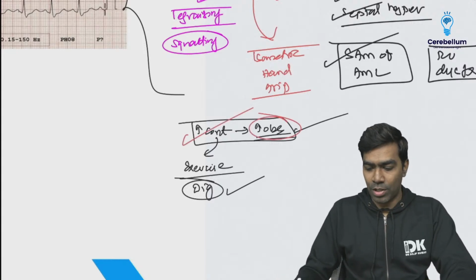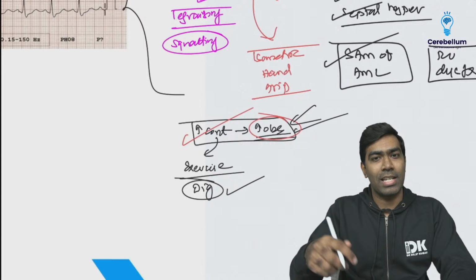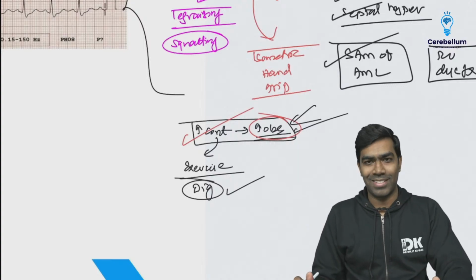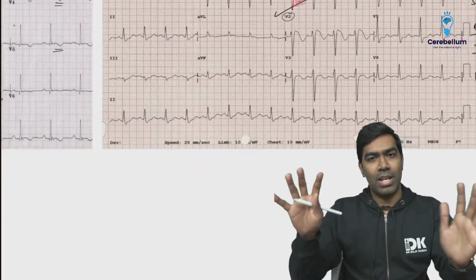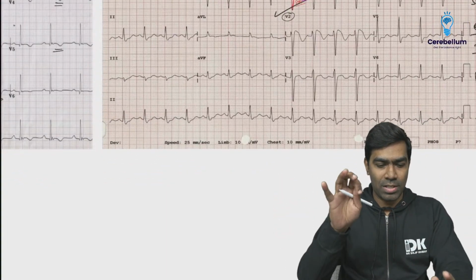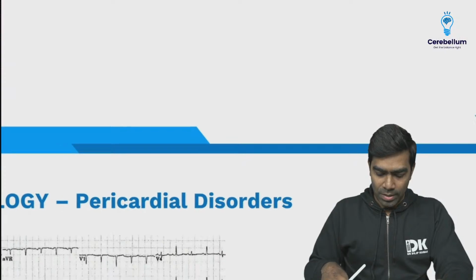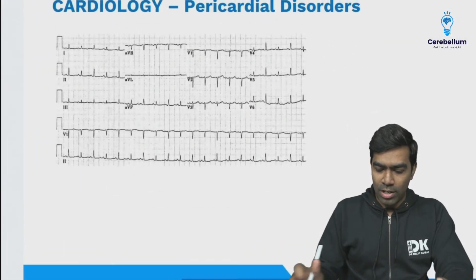Exercise can increase the obstruction. That is the reason why exercise can cause sudden death in these patients. I hope you get it. So that's all. I've discussed everything with regards to sudden death in exam, which is a very, very important pointer. Okay. So now coming to the pericardial disorders.